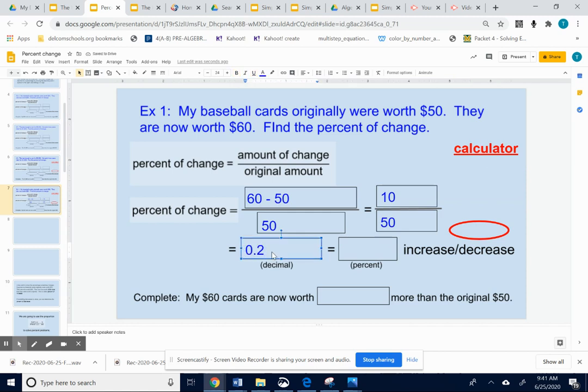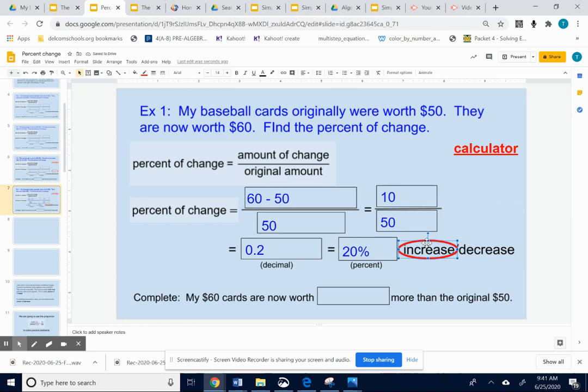We do need to change that to a percentage, so move the decimal point two places to the right, which is 20%. So it's a 20% change. I do want you to circle increase or decrease. If they originally were $50 cards and now they're worth $60, just think: did that go up or down? It went up, right? So that's a 20% increase. Just circle that word.